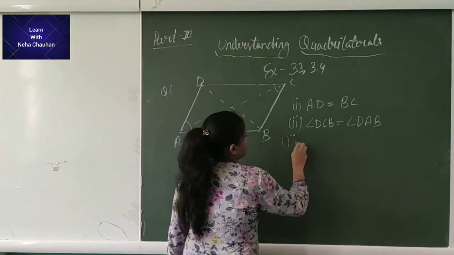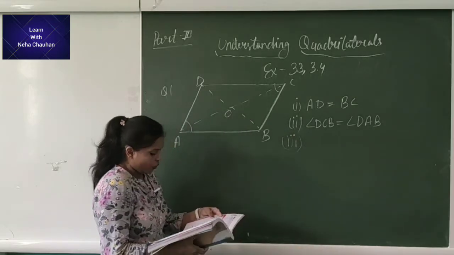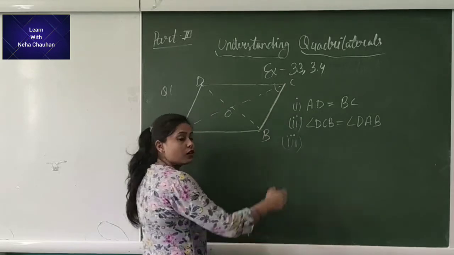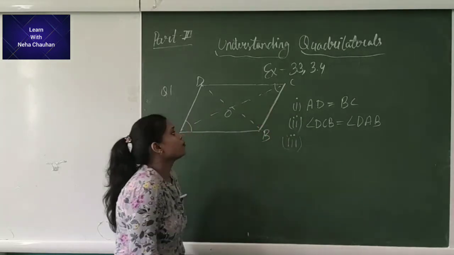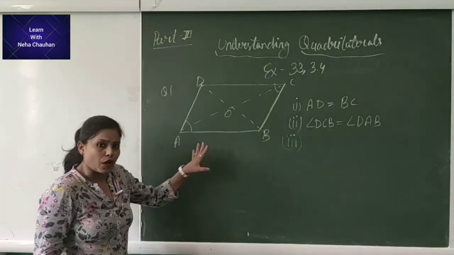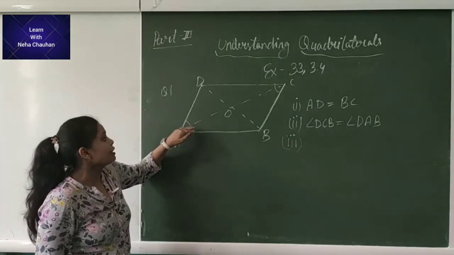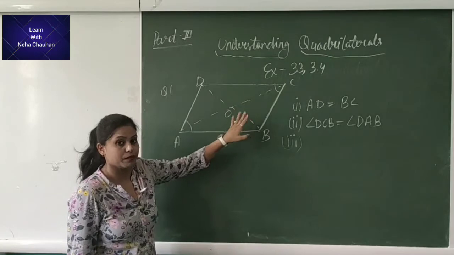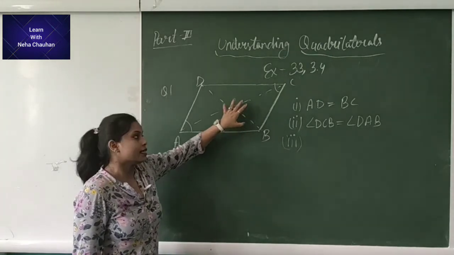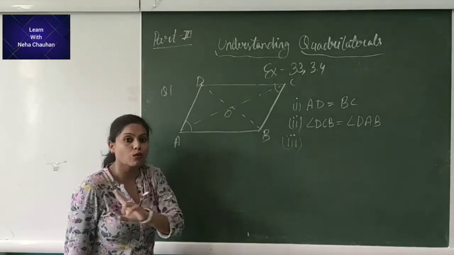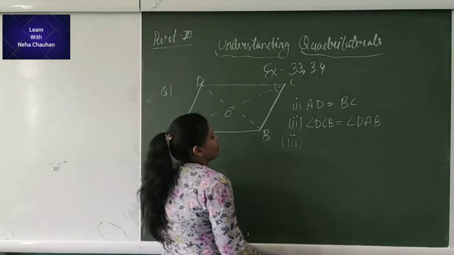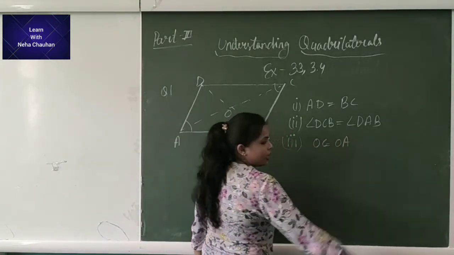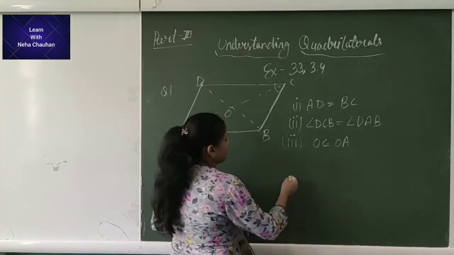Third part says OC. OC is the part of diagonal. So, we know the property. What is the property? That the diagonals of a parallelogram bisect each other. That means it divides the diagonal into two equal parts. So, we can say that OC is equal to OA. Alright. Next part.